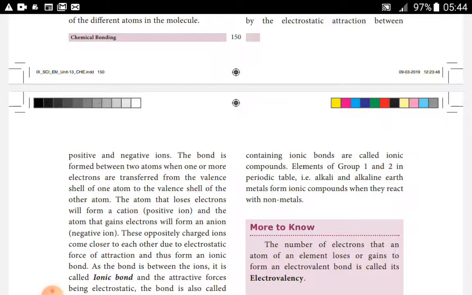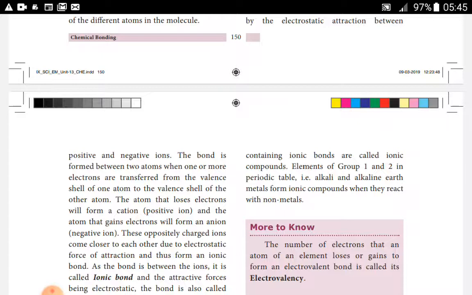When an atom loses one or two electrons from the outermost shell, from the valence shell, that atom becomes a positively charged ion. Similarly, when an atom is going to gain electron, that atom becomes negatively charged ion. So positively charged ion is cation, negatively charged ion is anion. Positively charged ion is formed by the loss of electron. Negatively charged ion is formed by way of gain of electron.